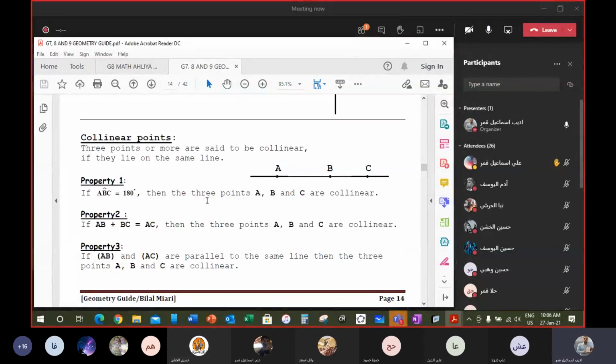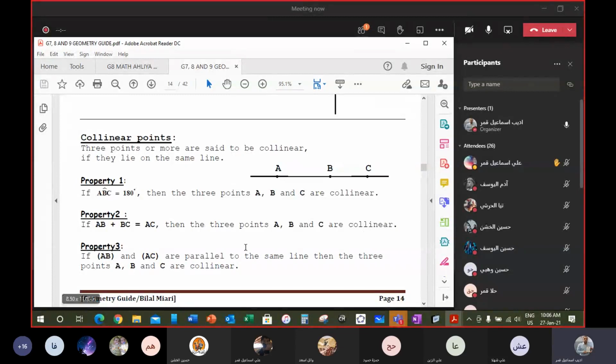Property 3: if AB and AC are parallel to the same line, then the 3 points A, B and C are collinear. That means if, for example, you take another line D here, AB is parallel to line D, and BC and AC are parallel to line D, then these 3 points are collinear.